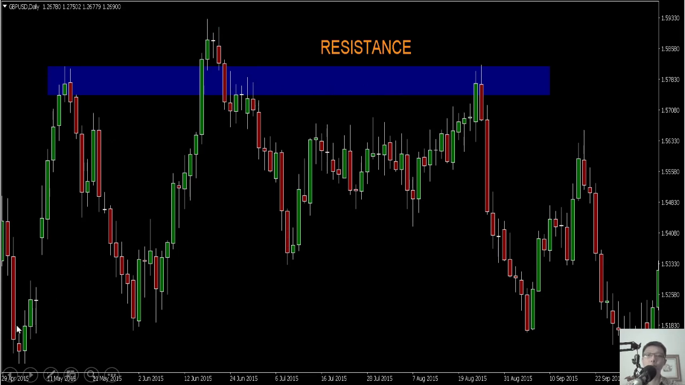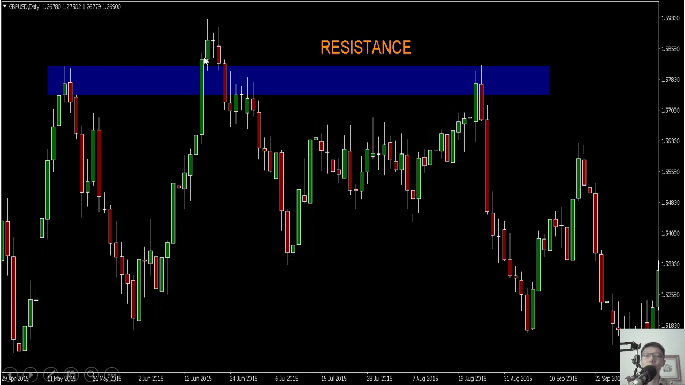This is a resistance too, because after the uptrend, price made a very huge reversal to the downside here. Very big power. Sellers put the price very low until this area, and then the buyer takes control again, pushes the price higher, and breaks above this resistance area.